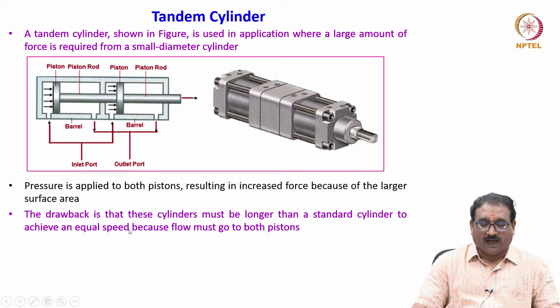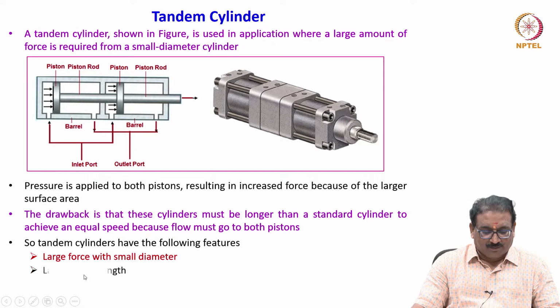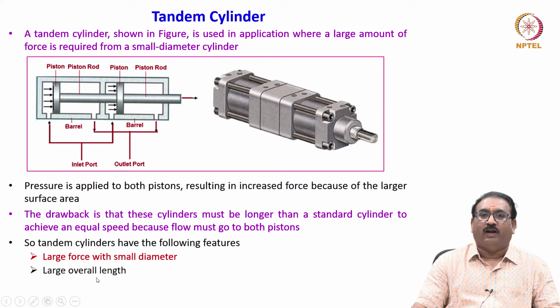The drawback is that these cylinders must be longer than the standard cylinder to achieve an equal speed, because flow must go to both sides. So, tandem cylinders have the following features: large force with a small diameter, large overall length, small stroke.